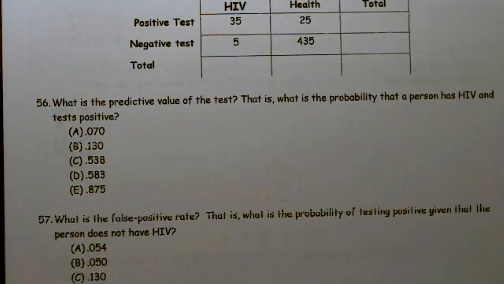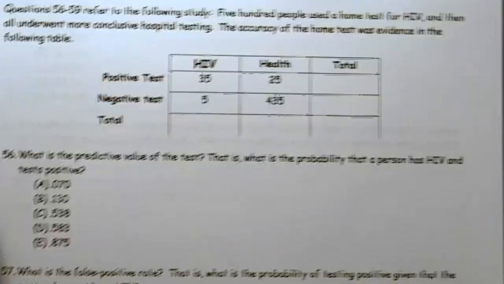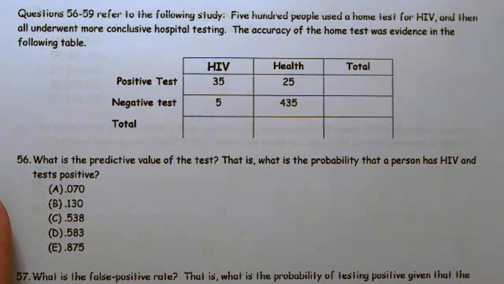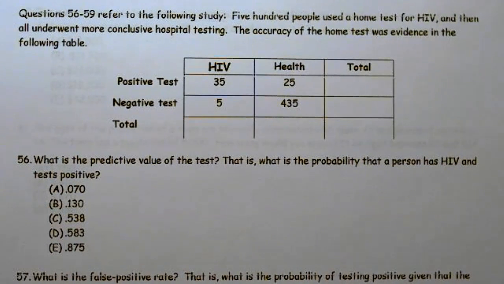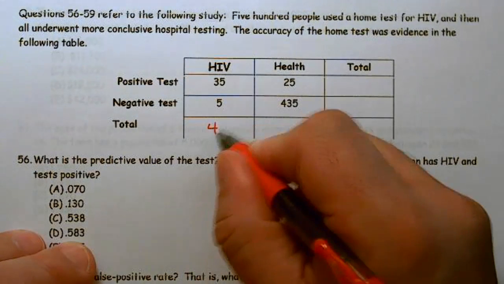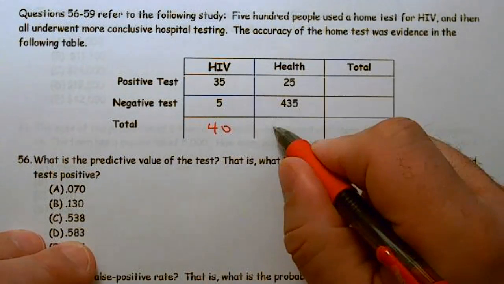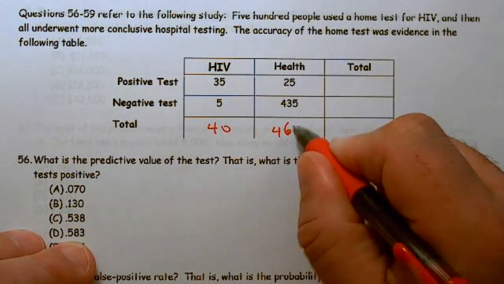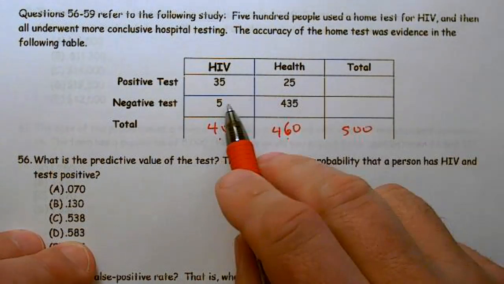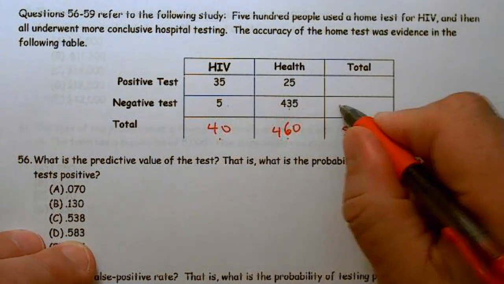All right, 56 through 59 all have to do with the table. All right, so 500 people used a home test for HIV, and then all went to more conclusive hospital testing. The accuracy of the home test was evidenced in the following table. Well, anytime they give you a table, you should go ahead and total everything. So this is 40, this is 460, and 40 plus 460 is 500. 5 plus 435 is 440.